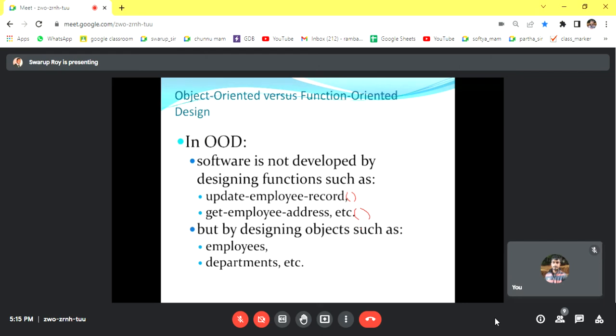You can create n number of member objects from them. So an object is basically like departments, employees. That way you can think of these things.